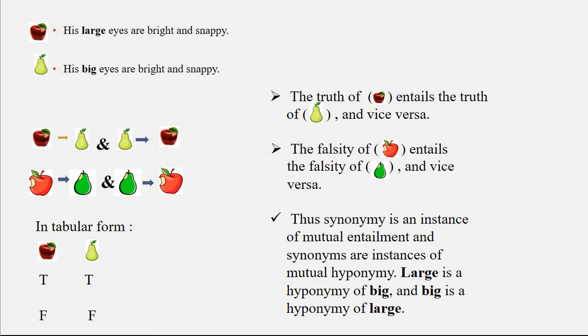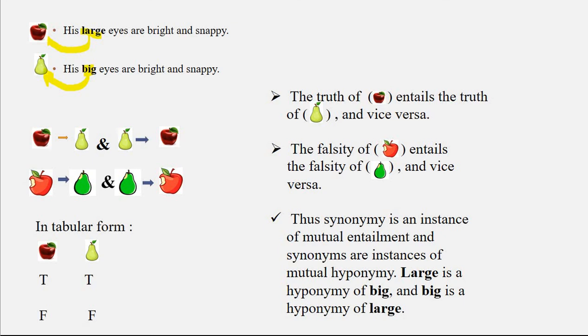And here, as you can see, there are two sentences. The first one says, his large eyes are bright and snappy, and large is shown with an apple. And his big eyes are bright and snappy, and big is shown with a pear. The negative forms of them are the bitten apple and the bitten pear. The truth of large here entails the truth of big, and vice versa.